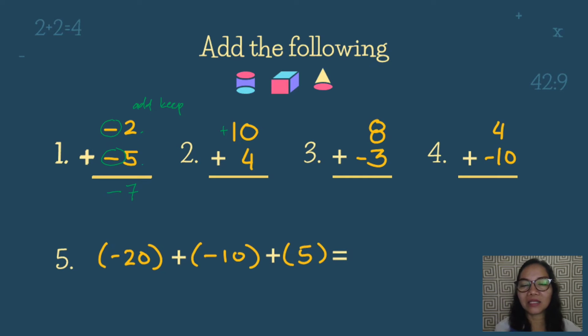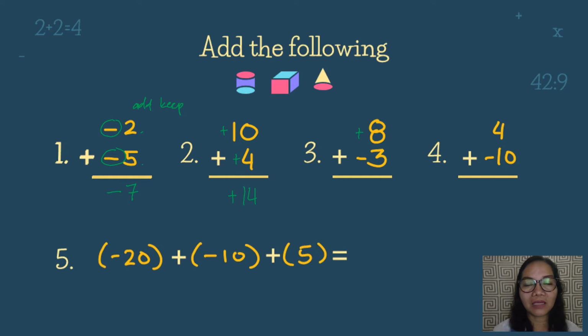Number 2. Positive 10 plus positive 4. Again, they have the same sign. So what will you do? Add the two integers, which is 14. Then keep the sign, which is positive. So positive 14.